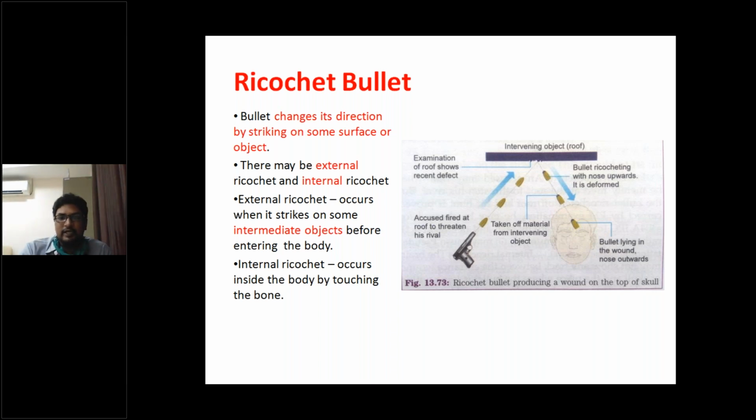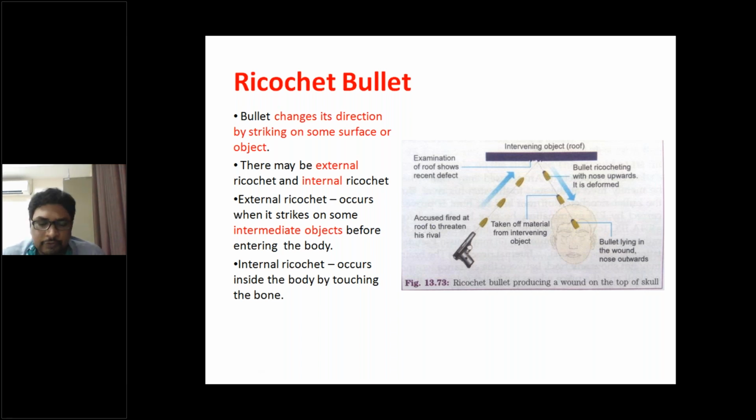So here you can see in the diagram, the person has been firing and then unfortunately it has hit the roof and then it has hit the head part of the person. So this is known as a ricochet bullet. So here, instead of directly firing at the person, it is normally seen in some of the movies.